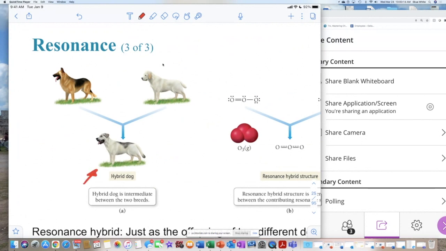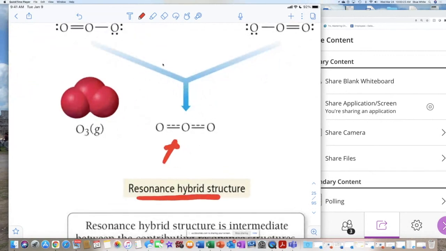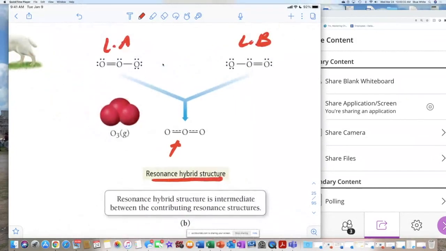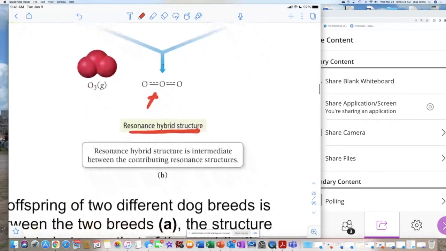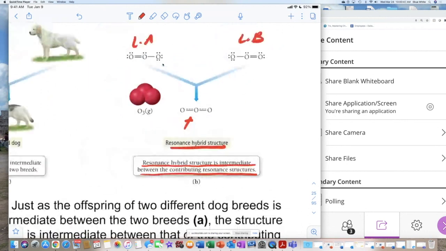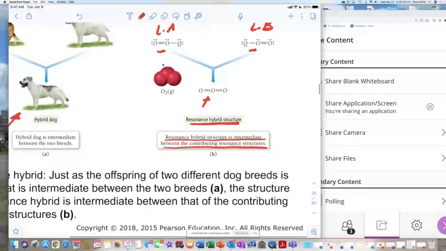Okay, hybrid dogs. Anyway, here you have the original Lewis A, you have Lewis B, and then they're telling you this is the actual ozone molecule. When you're drawing the resonance hybrid structure, you don't usually include the lone pairs here, because the purpose of this structure is to show you which bonds are delocalized, right? So only the second bond is spread around. So we're told here the resonance hybrid structure is intermediate between the contributing resonance structures. So Lewis A and Lewis B contribute to form the resonance structure.